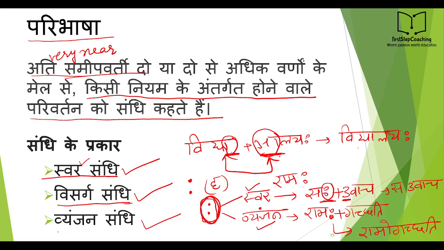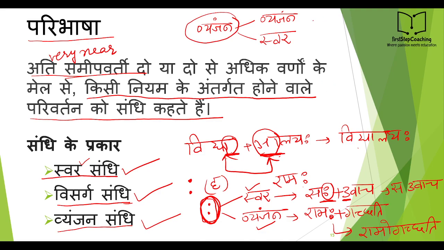Similarly, Vyanjan Sandhi. So in Vyanjan Sandhi, what happens is a Vyanjan is meeting with another Vyanjan or a Vyanjan is meeting with a Swar, similar to how Visarg was. And the change is happening where? The change is happening in the Vyanjan. Then only it is called the Vyanjan Sandhi.